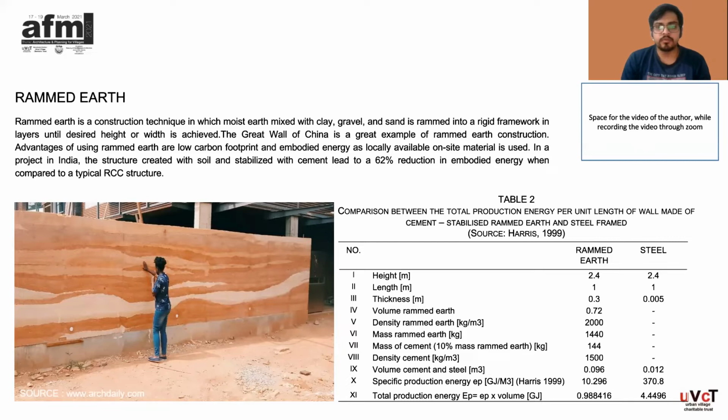Table 2 gives a comparison between the total production energy per unit length of wall made of cement-stabilized rammed earth and steel frame. Let's move to the next slide.